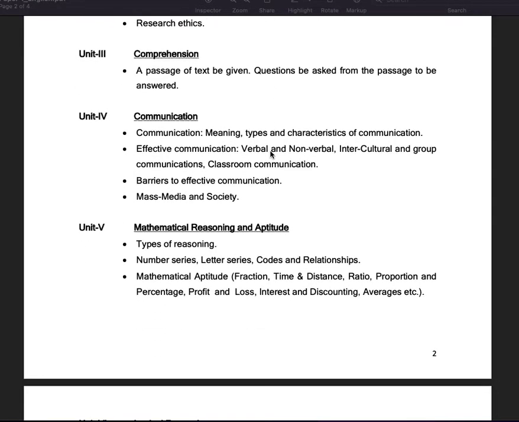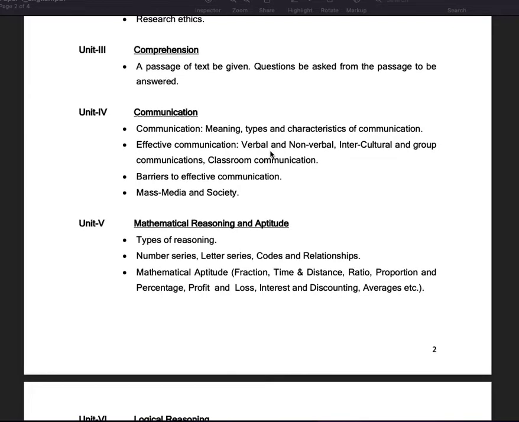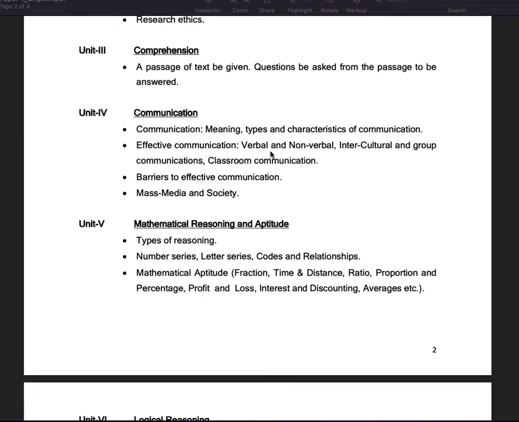Then comes Unit 4, that is the communication unit. This unit is also very good for scoring marks, because these are the normal day-to-day things that you know, so you do not have to prepare very thoroughly for this unit. But this is a very small unit. If you can score high in this unit, then it's very beneficial for Paper 1.